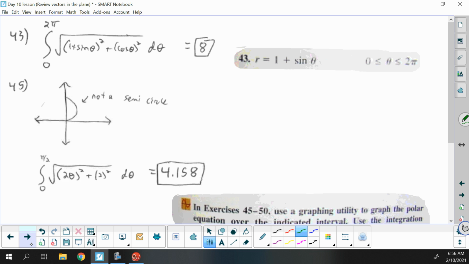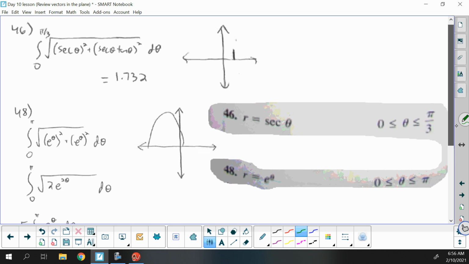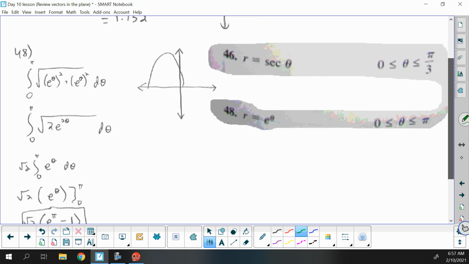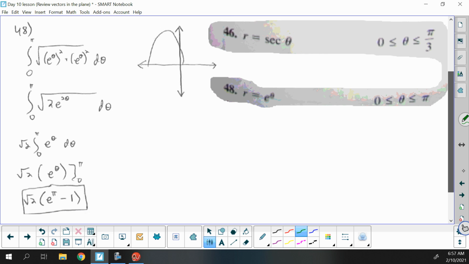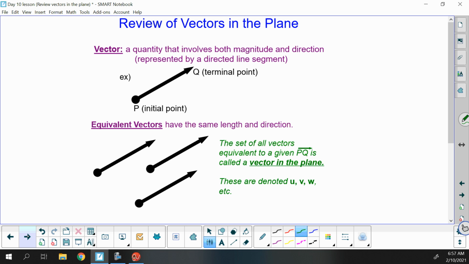So 43 was one you could do in your calculator. You had your original r and then your derivative. Similar idea with 45. You have your original squared plus your derivative squared, and that was a calculator one. Another calculator one for 46. 48 you had to do by hand because you had 2e to the 2 theta, so that's square root of 2 and then e to the theta. Antiderivative e to the theta is e to the theta, and sub in. And that was it for the homework.